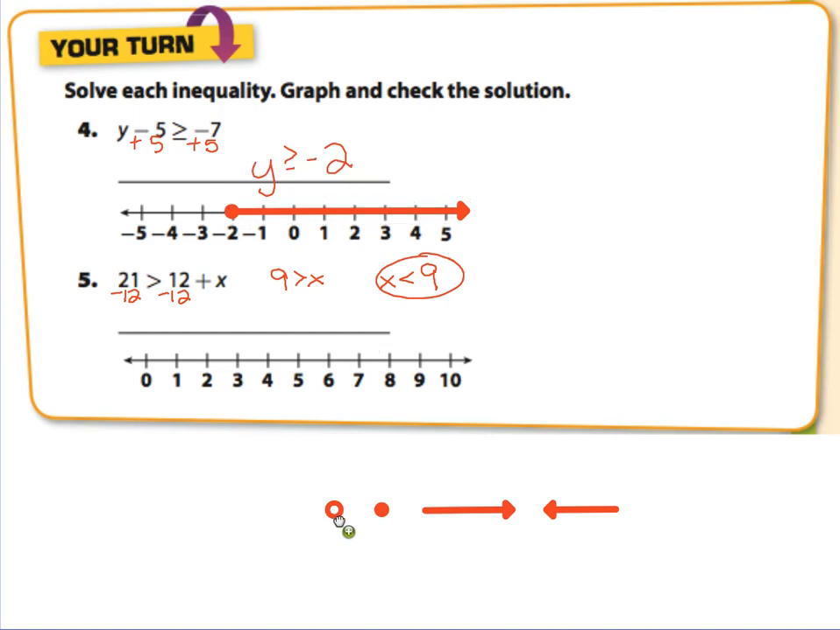For the second one, you should have an open dot because it cannot include the 9. And x has to be less than 9, so your arrow should actually be pointing to the left.